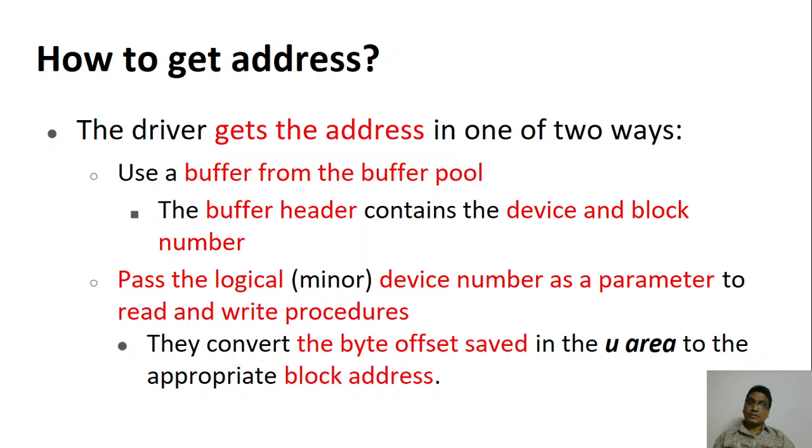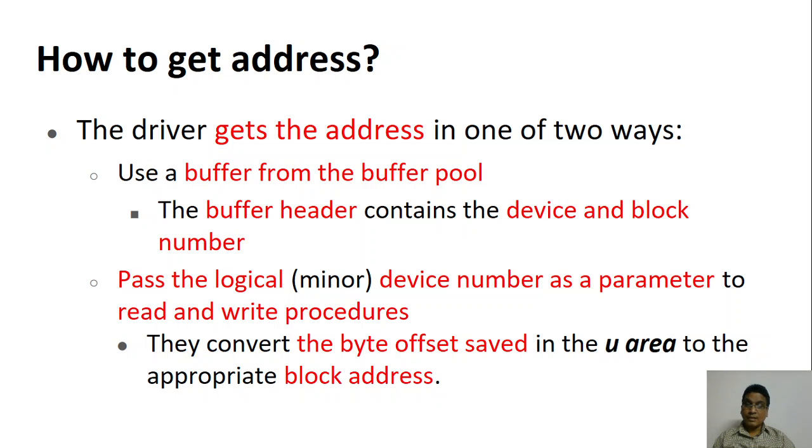Now the next question is, how does the particular device driver get the address? There are two ways in which it can get it. One is from the buffer pool. We know that whenever we read or write from the disk, we have the buffer pool. This buffer pool contains the buffer header, which contains the device number as well as the block number. Or we can also pass the logical, that is the minor device number, and the parameters associated with it.